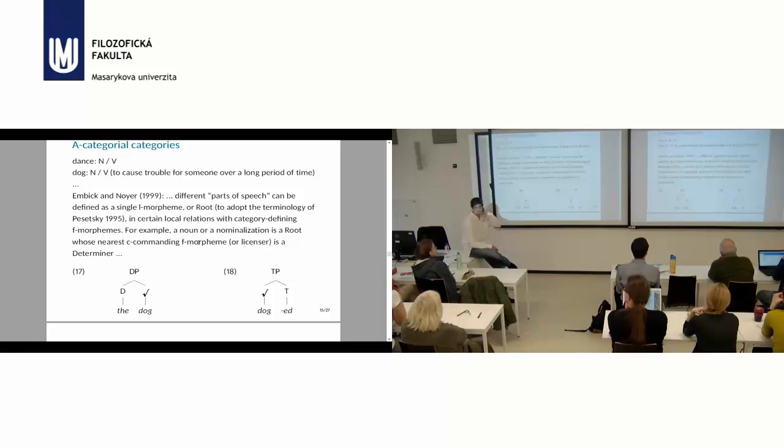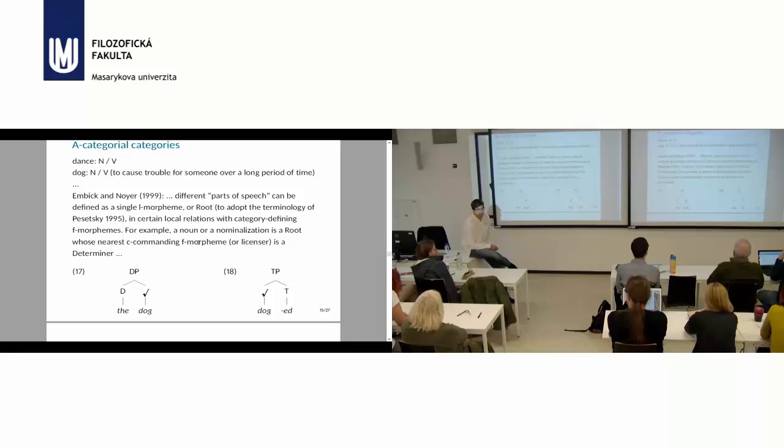And I mean, if what they mean is zero syntax, right? I mean, zero syntax is now remembered for the cascades versus this kind of bracketing paradoxes types of structures. I mean, there's nobody citing Pesetsky for the notion of root these days. Yeah. But anyway, they say, so different parts of speech can be defined as a single lexical morpheme or root, to adopt the terminology of Pesetsky, in certain local relations with category-defining functional morphemes. For example, a noun or a nominalization is a root whose nearest C-commanding functional morpheme is a determiner.